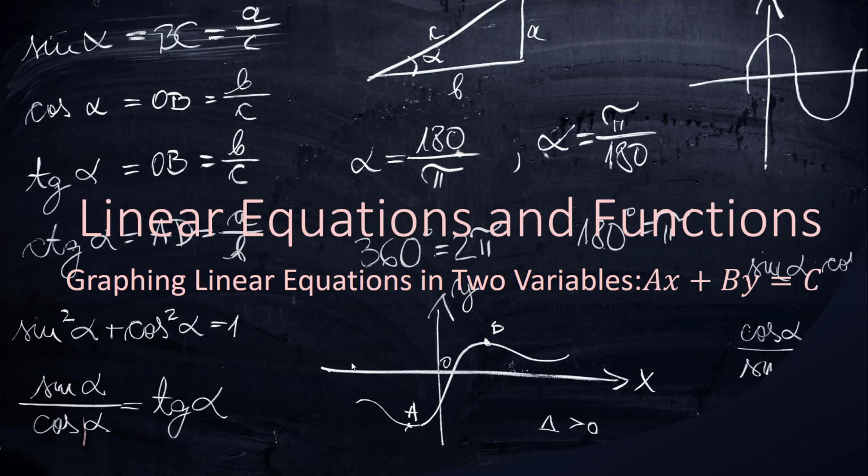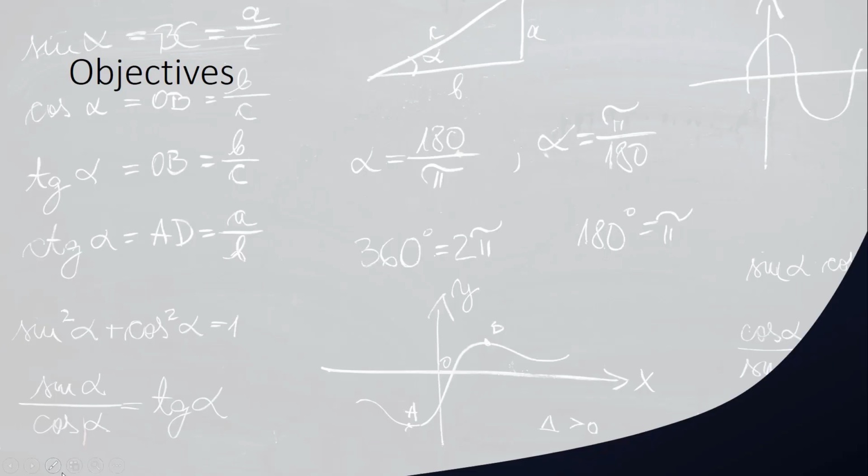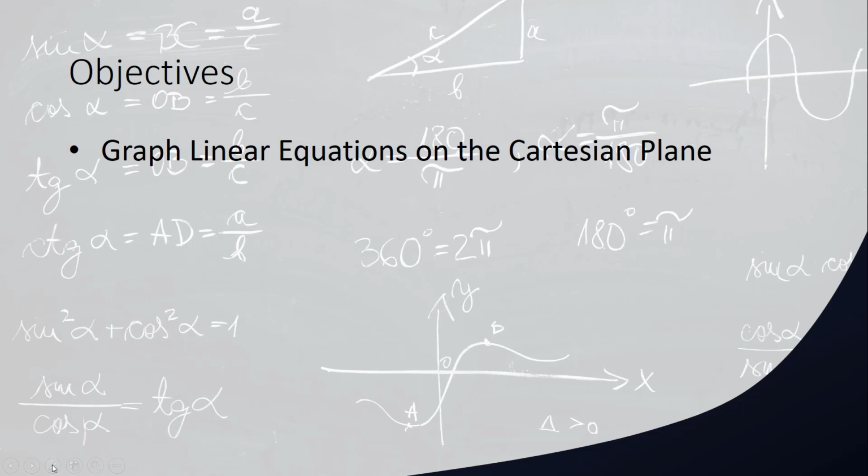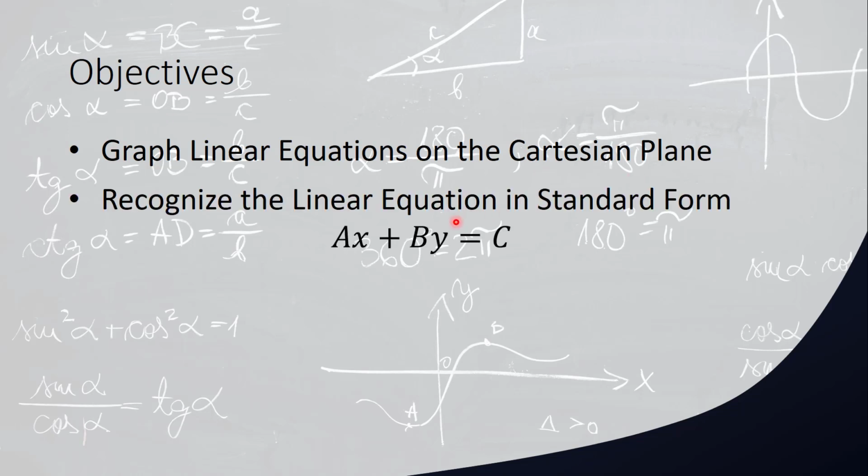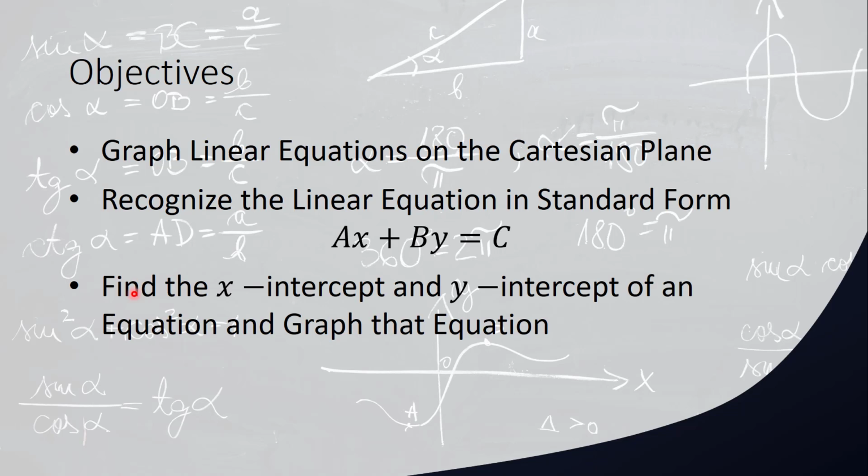Hi there. This lesson covers section 4.2 in Math 114a, and here we're going to talk about graphing linear equations of two variables when that linear equation is expressed in a standard form. So our objectives for this particular lesson are, first, to graph linear equations on the Cartesian plane. We're going to talk about the linear equation in its standard form. And then finally, we are going to talk about finding the x and y intercept of an equation and use those intercepts to graph that equation.